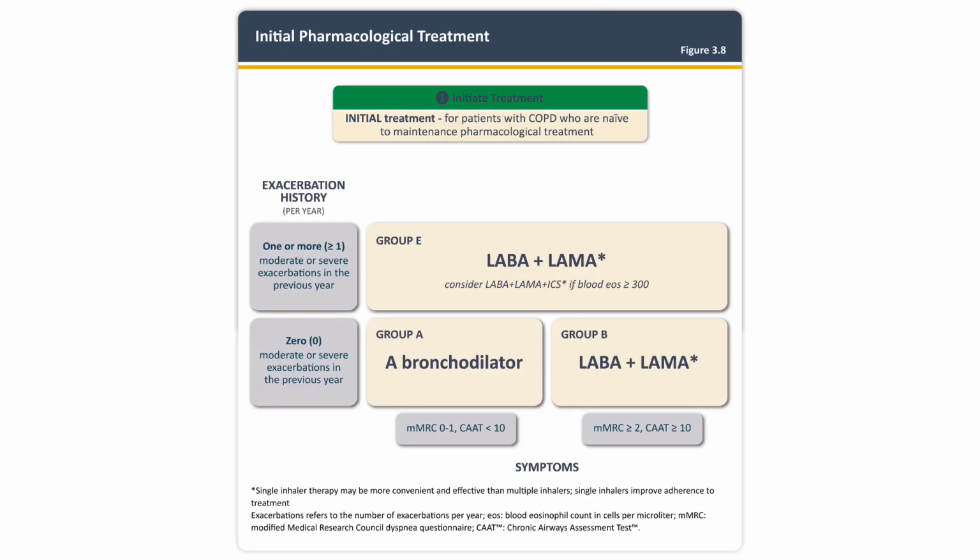And this is important because this is how you decide what treatment to put people on. So if they have no exacerbations and they have mild symptoms, they're a group A person. It doesn't matter what you put them on. You can pick any bronchodilator, pick a LAMA, pick a LABA, whatever you want. If they are in that group B, where they have not had any exacerbations, but they have pretty severe symptoms, you want to get them on a LABA and a LAMA. If they're in group E, which means they have been having exacerbations, they also should be on a LABA and a LAMA. And then you have to consider if they might also benefit from an inhaled corticosteroid.